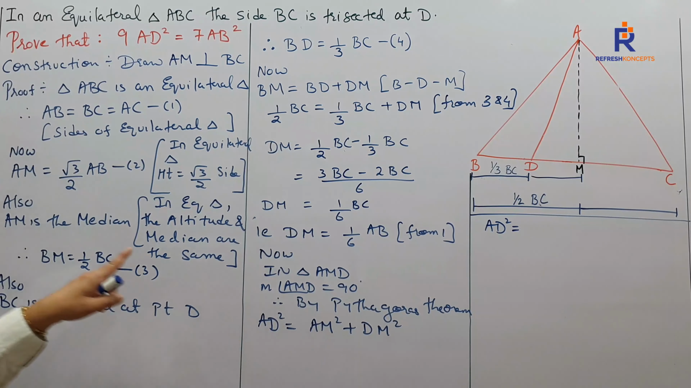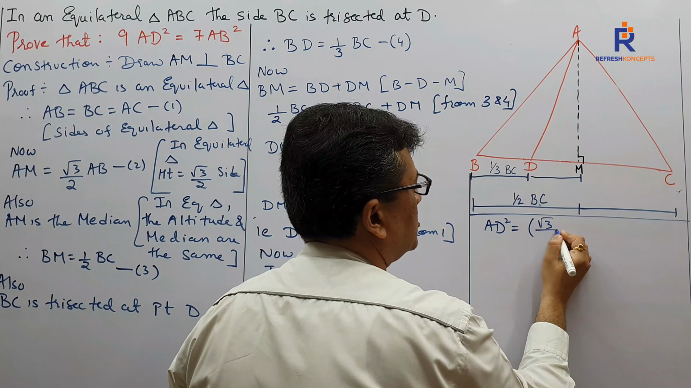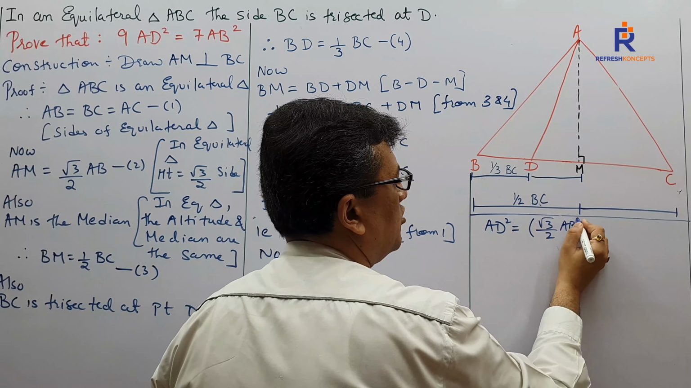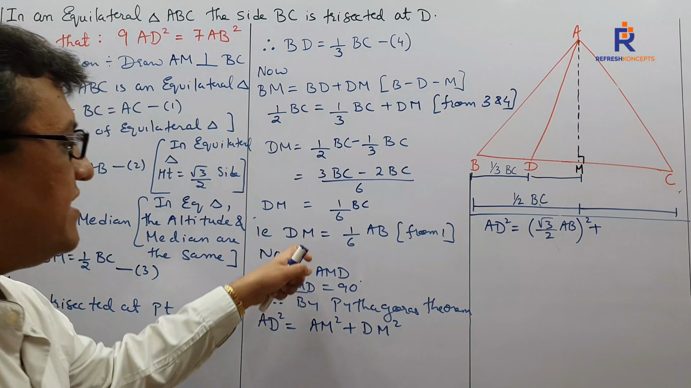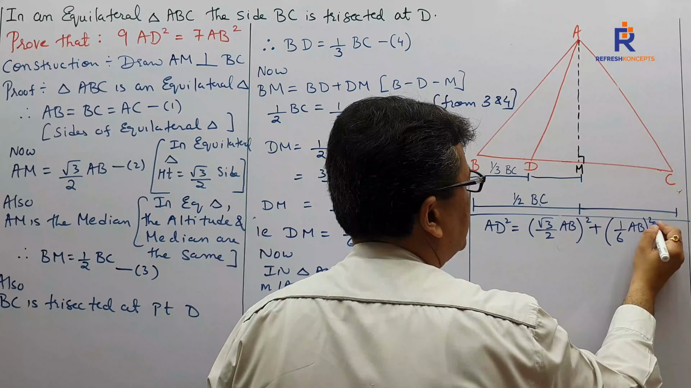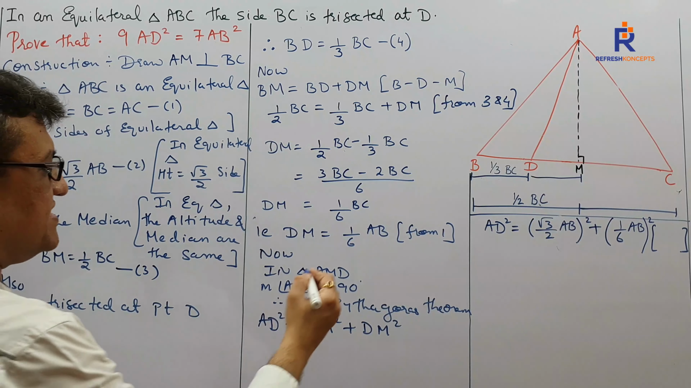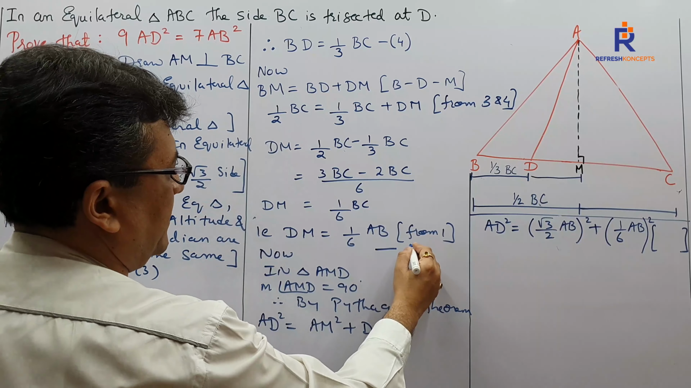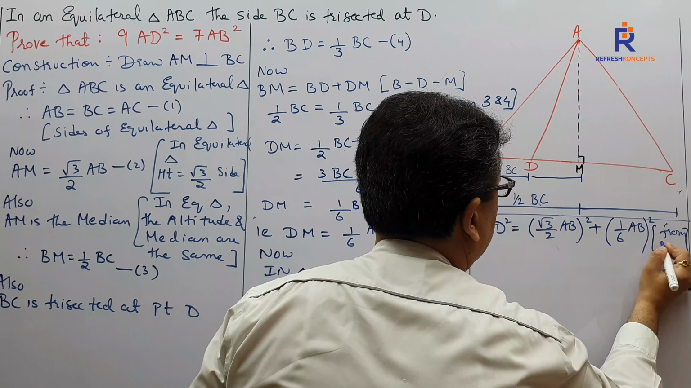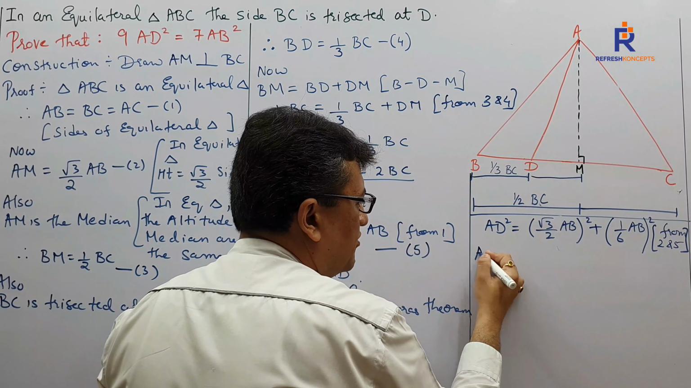How about AM square? AM is root 3 by 2 AB, the whole square, plus DM square. DM is 1 by 6 AB, the whole square. From where did I get this? This is equation number 5, the earlier one being 4. So from 2 and 5. Just open the brackets and square them.